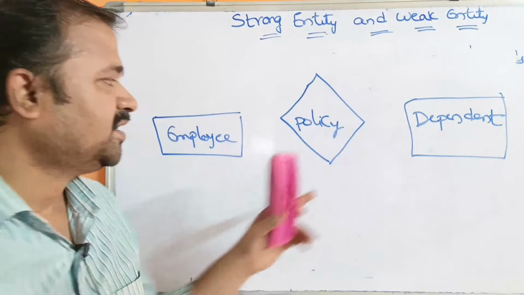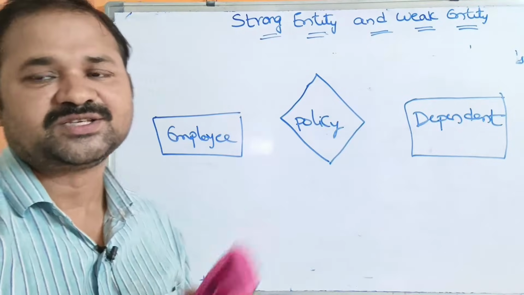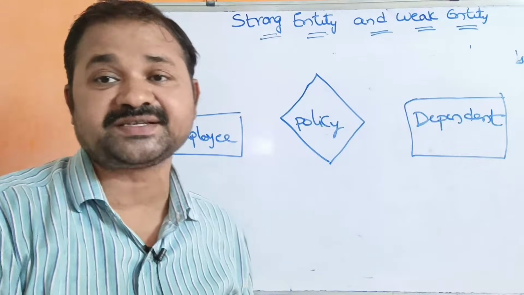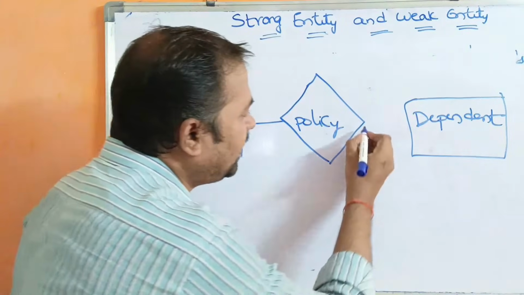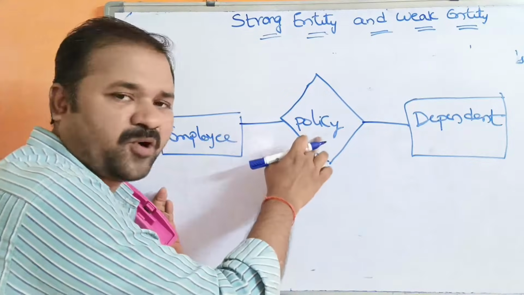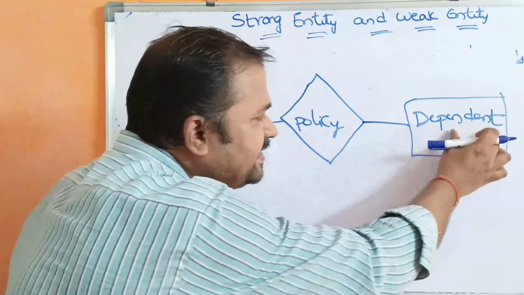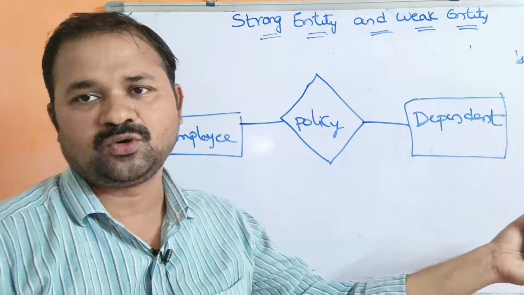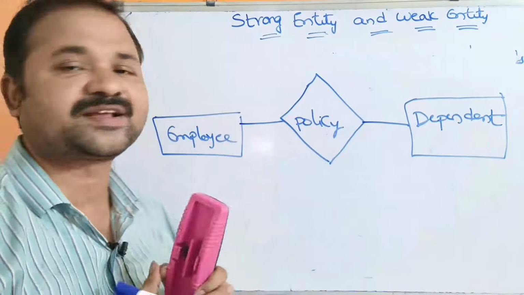We know that a relation is represented by a diamond symbol or rhombus symbol. A relationship is mainly useful in order to establish the associations between two entities. Here employee is one entity, dependent is another entity. Here the employee has some policy. The dependents are nothing but the dependents of the corresponding employee, that is, parents, wife and children of the corresponding employee.